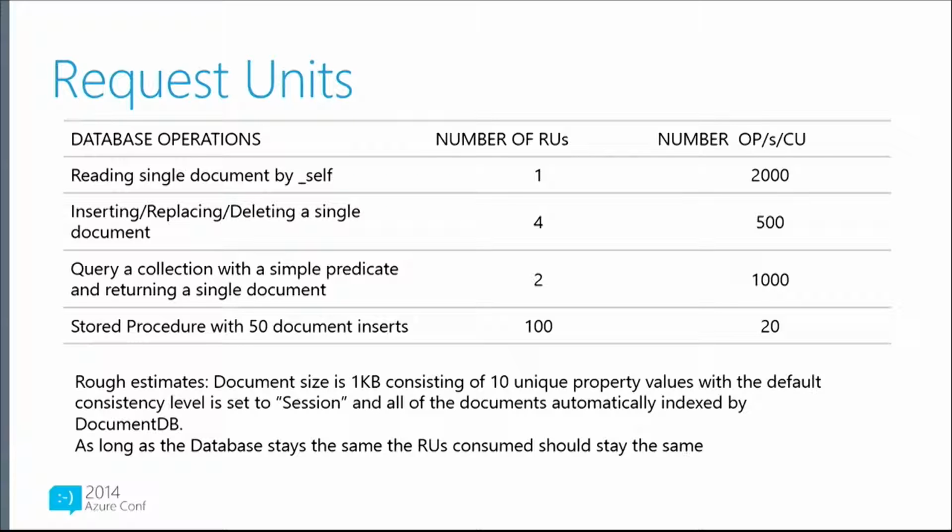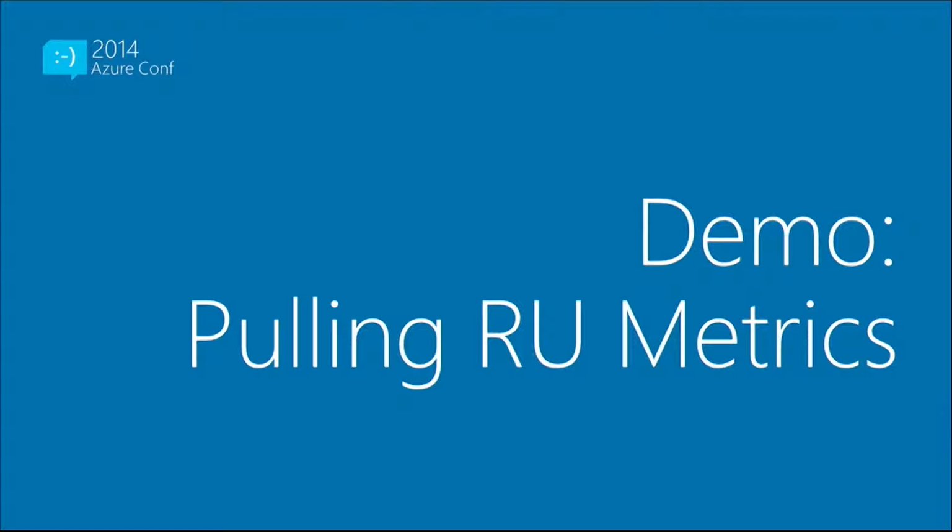And then, something a bit more complex, say we used a stored procedure, and within that stored procedure, a single call to the server, the stored procedure then does 50 document inserts. So again, we end up with 100 RUs. So again, we see our level of achievable throughput changing.